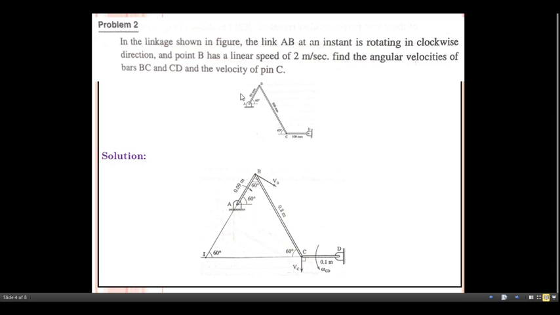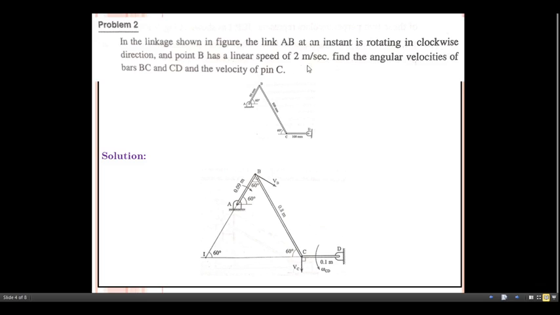Next, link AB starts rotating about this point in clockwise direction. Clockwise direction means this velocity component comes exactly perpendicular to this link. Initially just focus on link AB; assume that BC and CD are not shown here. So this component will come exactly perpendicular to this line. Then move towards the next one.